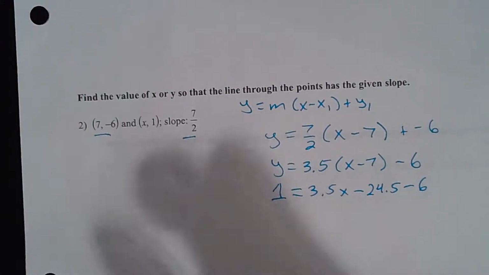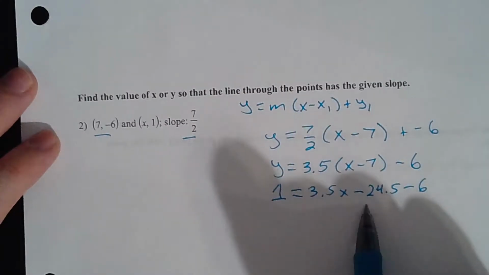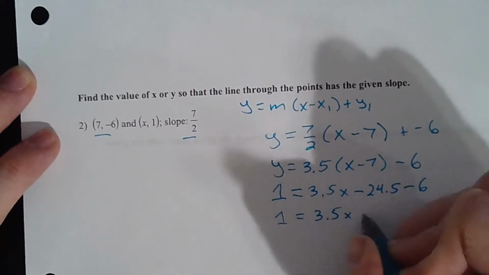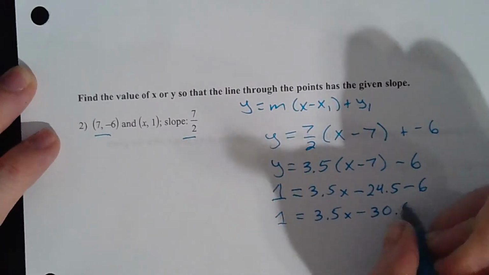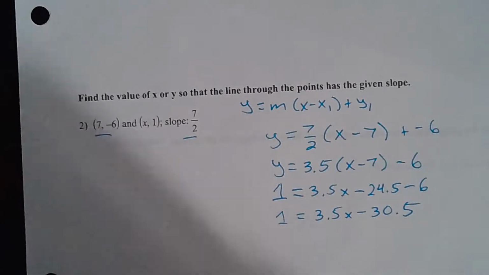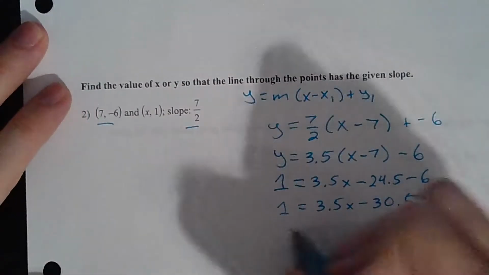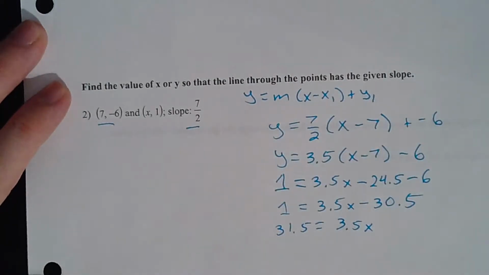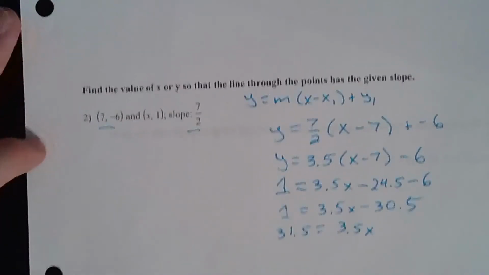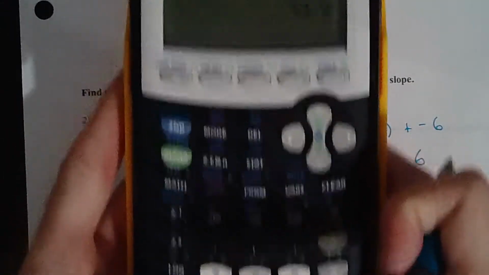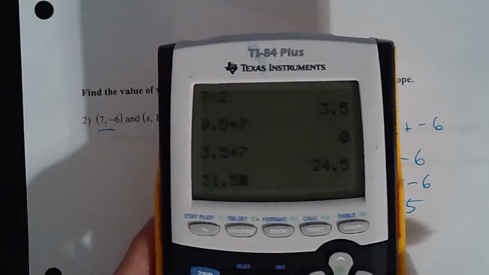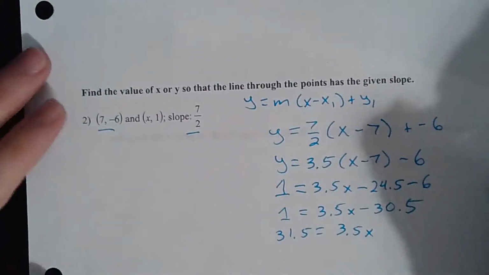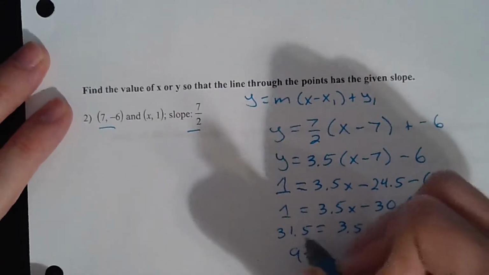Continuing on, add like terms. Negative 24.5 minus 6. That's minus 30.5. Add 30.5 to both sides. That's going to be 31.5 equals 3.5x. And finally, divide both sides by 3.5. If I use my calculator, 31.5 divided by 3.5, you get 9. And that's the answer.